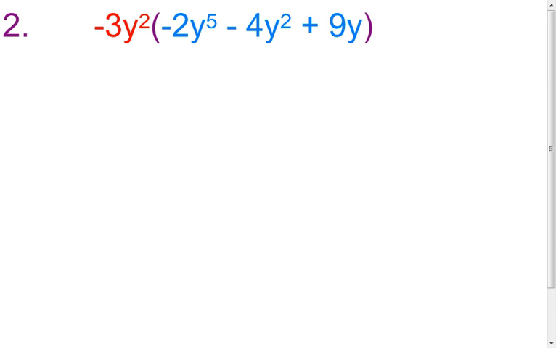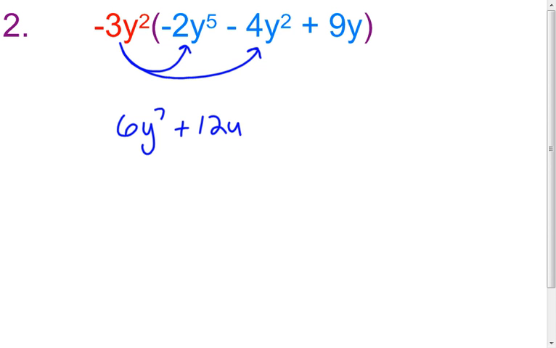Here it does get a little bit more complicated, but you're going to follow the same concept. So I will distribute this term times this term. When I take negative 3 times negative 2, I get 6. When I take y squared times y to the 5th, I would add the exponents, and that would become y to the 7th. Negative 3y squared times negative 4y squared. Negative 3 times negative 4 would be positive 12. Y squared times y squared would be y to the 4th, because I would add those exponents.